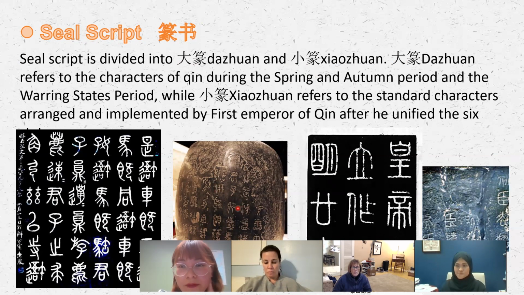And 小篆 refers to the standard characters arranged and implemented by the first emperor of Qin. We call him Qin Shi Huang, after he unified the 6 states. These are 小篆, and this one is carved on a mountain, Taishan, Tai mountain.